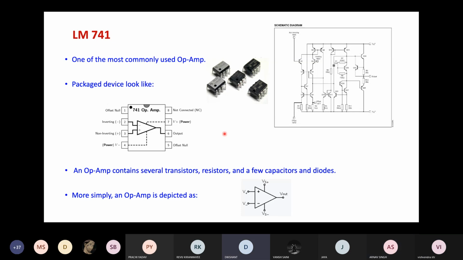So what is the function of pin 5? Pin 5 again, sorry, it is like pin number 1. It's also offset null. So these two terminals are offset null. Now you would say, why is this named 741? Yeah, it's just a matter of choice.